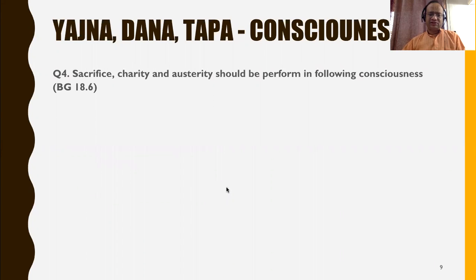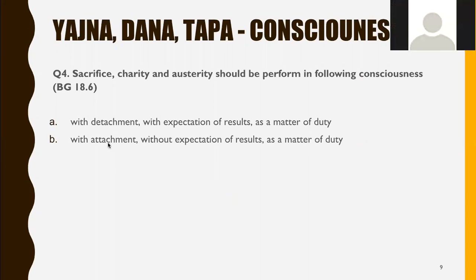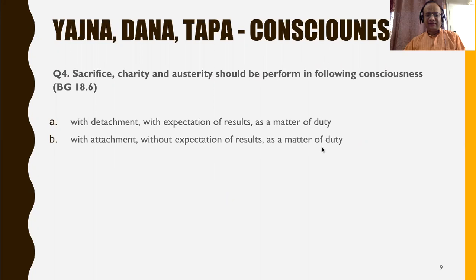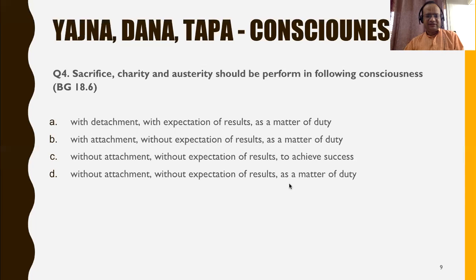Sacrifice, charity, and austerity. So yagya, dan, and tapa should be performed in following consciousness. This is based on the sixth verse. A: With detachment, with expectation of results as a matter of duty. B: With attachment, without expectation of results as a matter of duty. C: Without attachment, without expectation of results to achieve success. D: Without attachment, without expectation of results as a matter of duty.